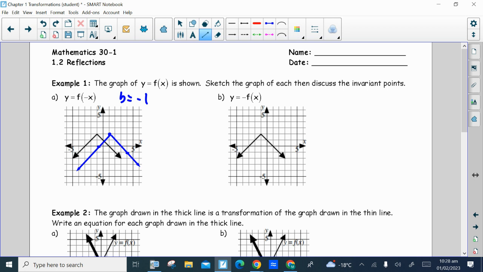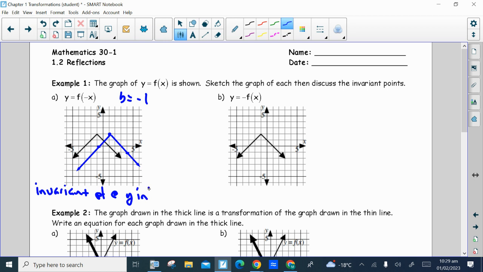The invariant point is the y-intercept. It's being reflected across the y-axis. So our invariant point is at the y-intercept. It's been reflected across the y-axis, so that's where our invariant point would be.